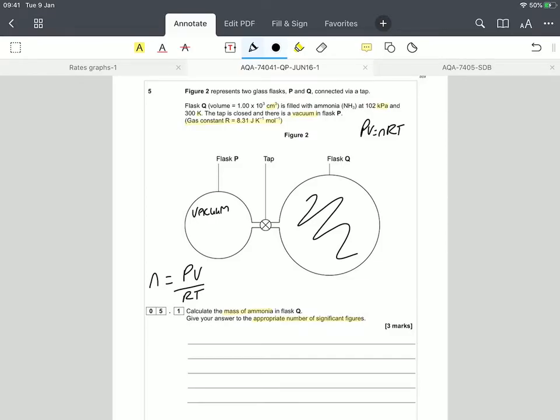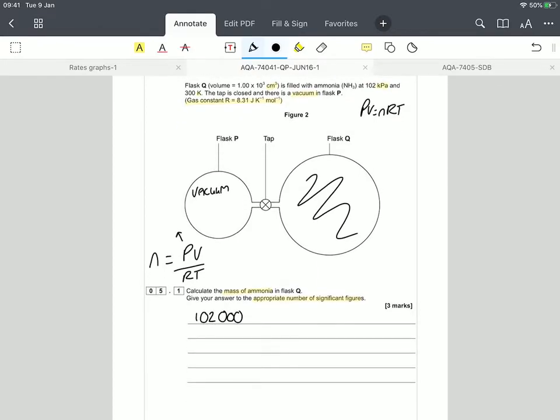So, PV over RT, pressure, 102, but we need to know our units from the ideal gas equation. It needs to be in pascals, so we multiply by 1,000. Again, if you're not sure where this comes from, you have to go and look at the lessons on the ideal gas equation and look at the basics about that, but that's what it is. We're multiplying by the volume here, so again, we've got a unit issue, all right? So 1 times 10 to the 3, right? That is 1,000 centimetres cubed, right?